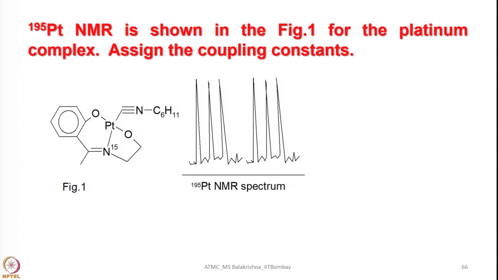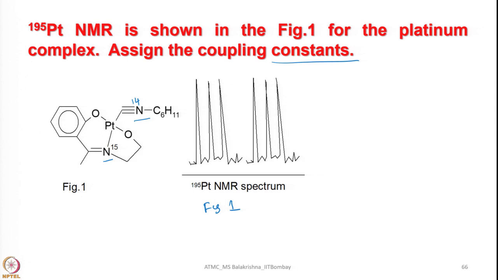So now I have given one NMR and the molecule, and you have to interpret. The 195Pt NMR is shown in figure 1. For the platinum complex, assign the coupling constant. Now what you can see is the structure is given, and also this is a 15N, and of course the other nitrogen is not labeled, which means it is understood to be 14N.